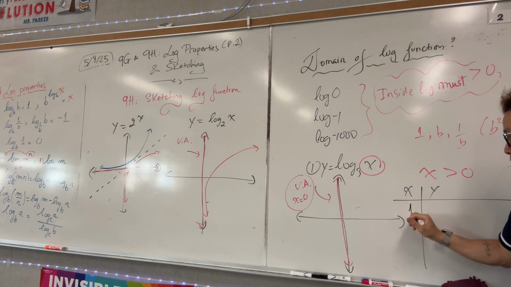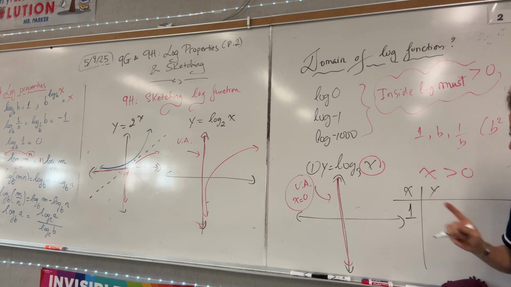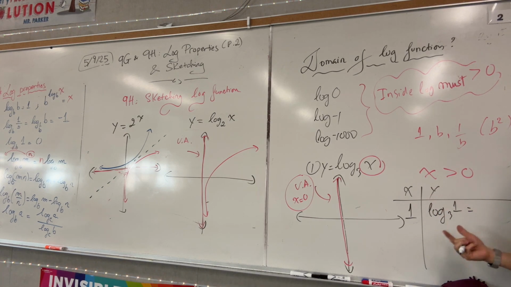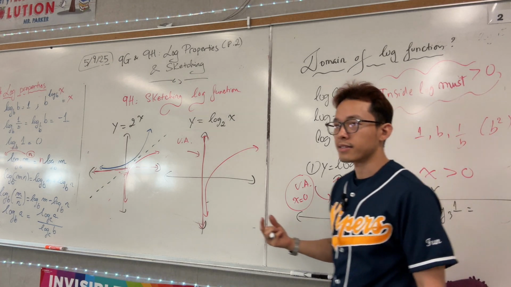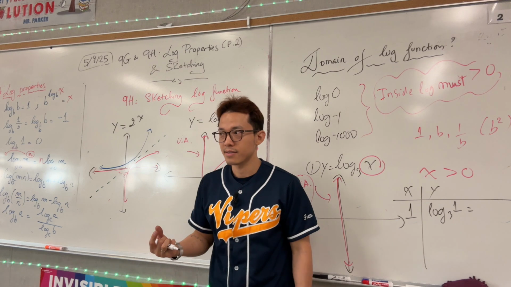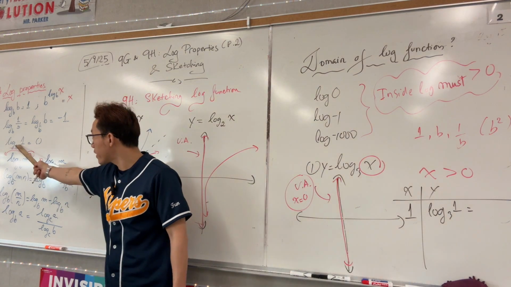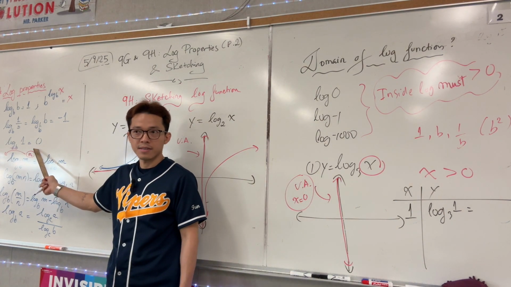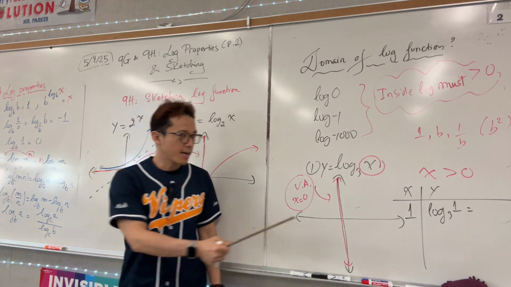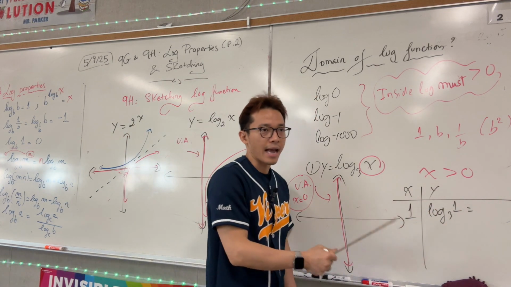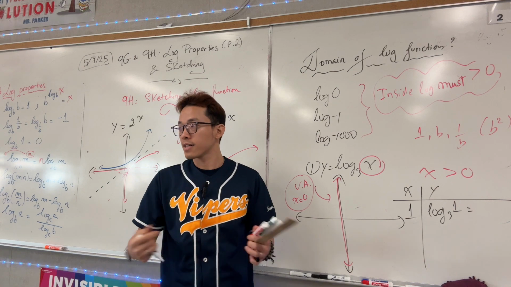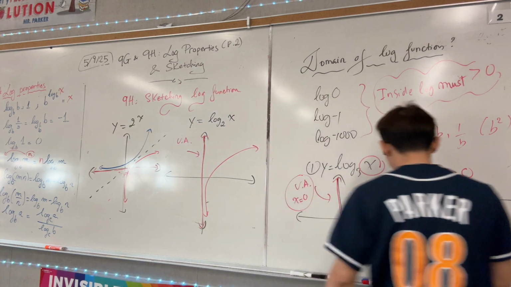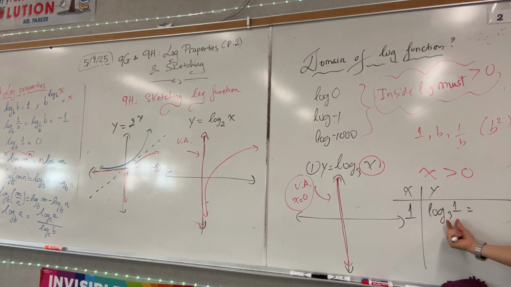Let's see. If you put 1, what is it? If you plug it in, you have log base 3 of 1. What is the log base 3 of 1? 0. Everything that you have 1 is 0. Right? Because 3 to the power 0 is 1. Any number to the power 0 is 1. So every time you see 1 here, there must be 0, no matter what base it is.